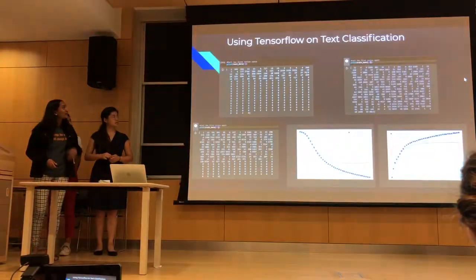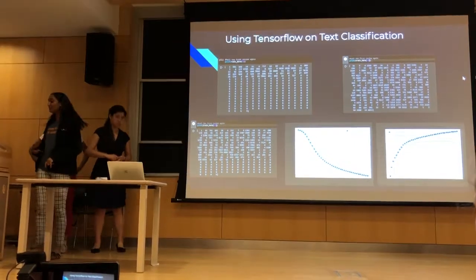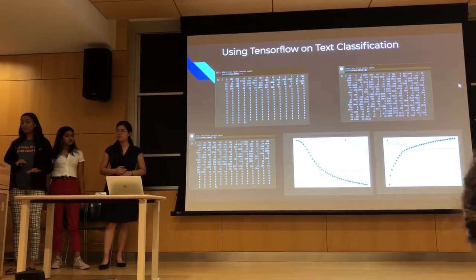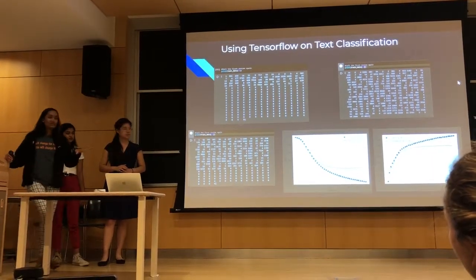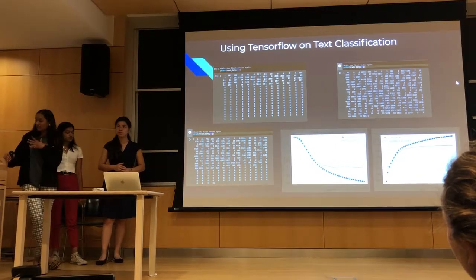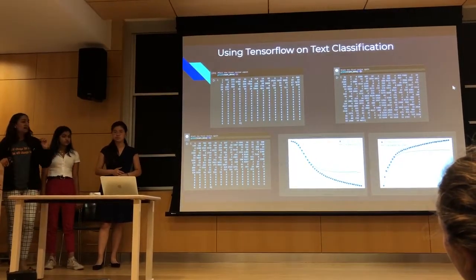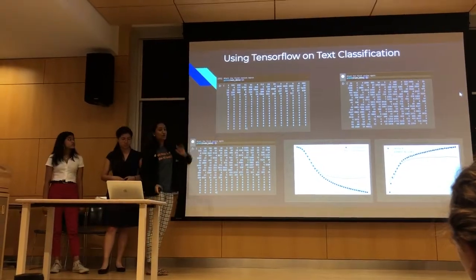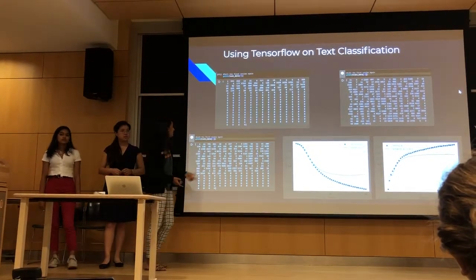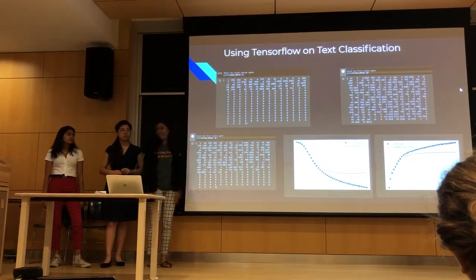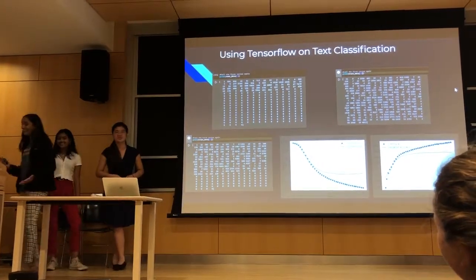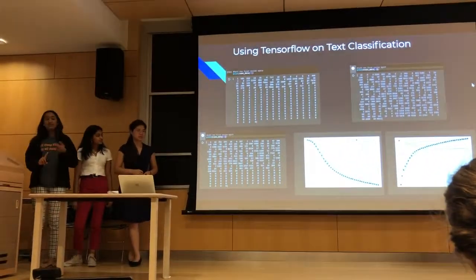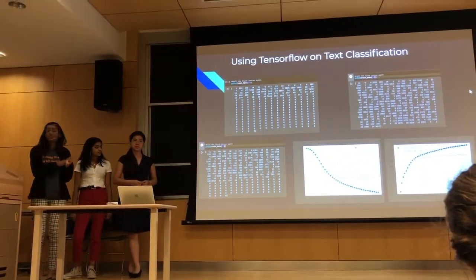So then we used TensorFlow for text classification. For that, we used an IMDb dataset that contained 50,000 movie reviews. We used the first 25,000 for training, and then the last 25,000 for testing. The words in the reviews had been converted to integers. So each integer, like the number 1 here, represents a word. Like 1 might represent "the," 30 might represent "hello," I don't know. And the reviews were also labeled with a 0 or a 1. 1 meant that the review was positive, and 0 meant that the review was negative.